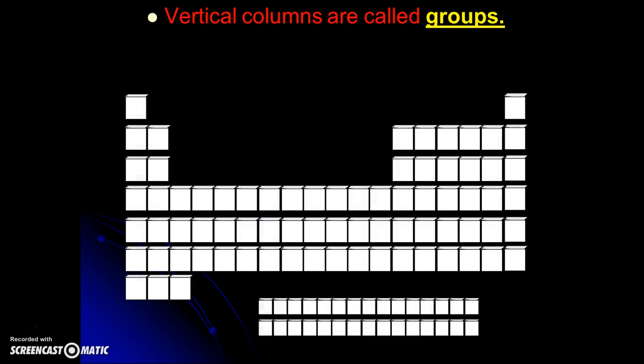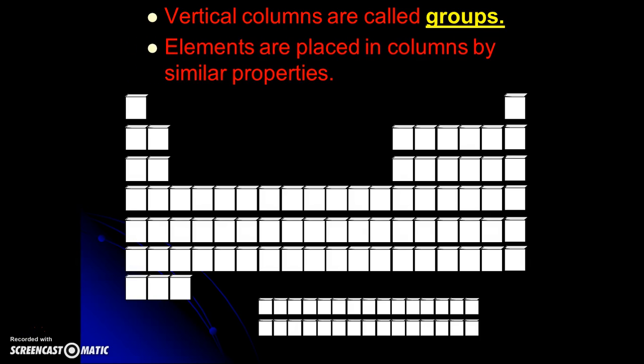The vertical columns are called groups. And there are 18 groups in the periodic table. Starting on your left is group number 1 and group number 2, and then all the way on the right is group 18. Every element placed in a group is placed there because they have similar properties, and because they have similar properties, we also call these groups families. Just like people and families have similar properties, the elements in these families have similar characteristics such as melting point, boiling point, density, and maybe some chemical properties.